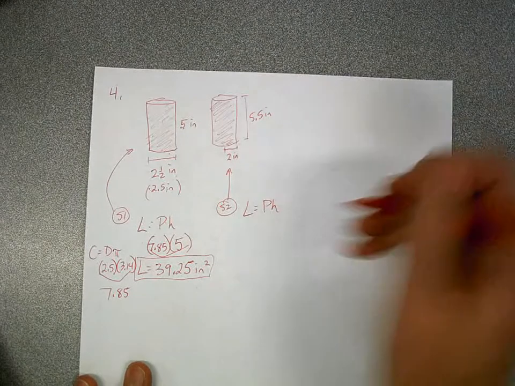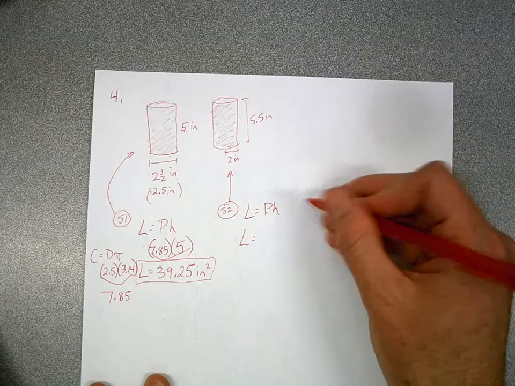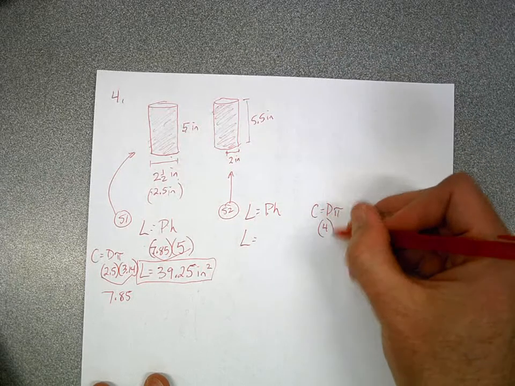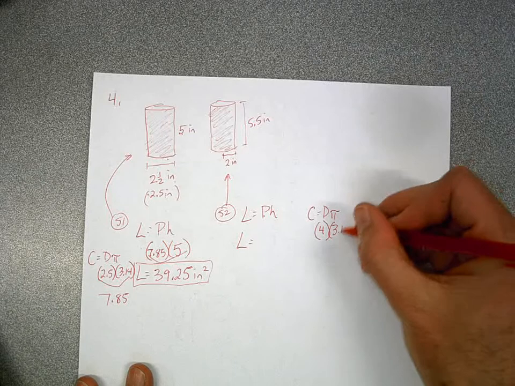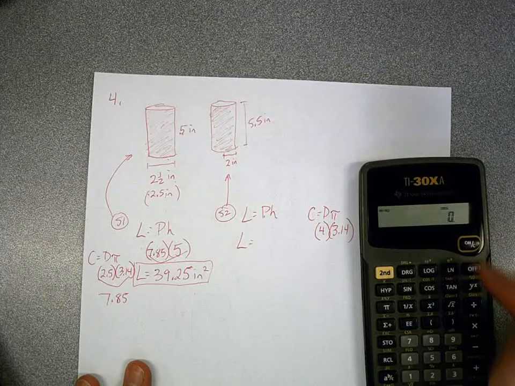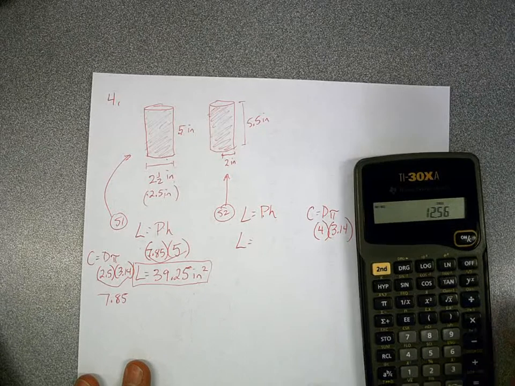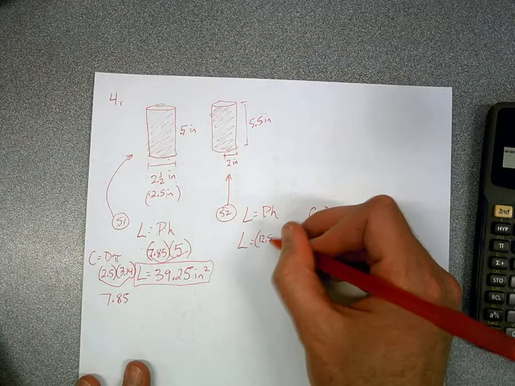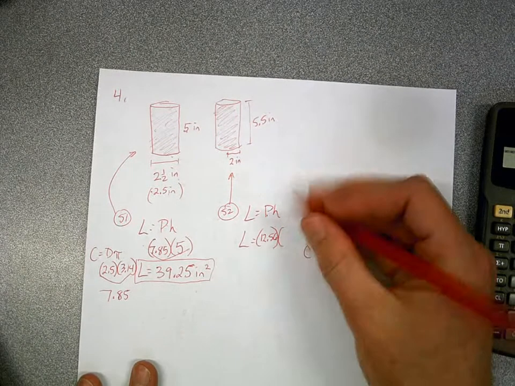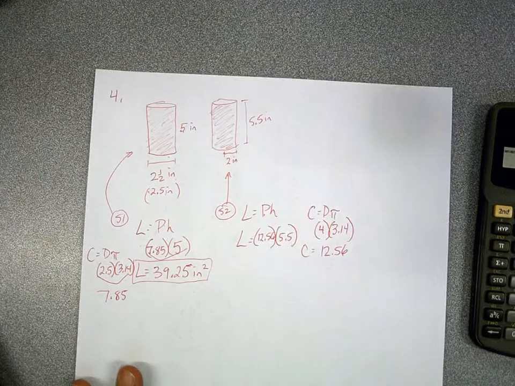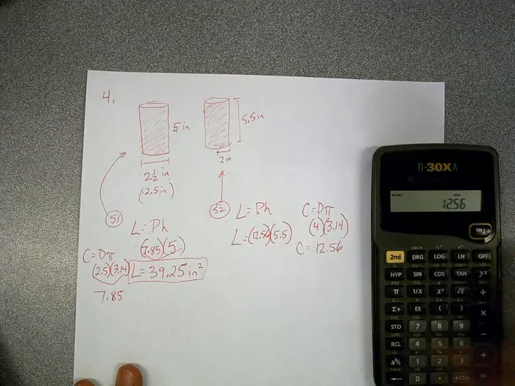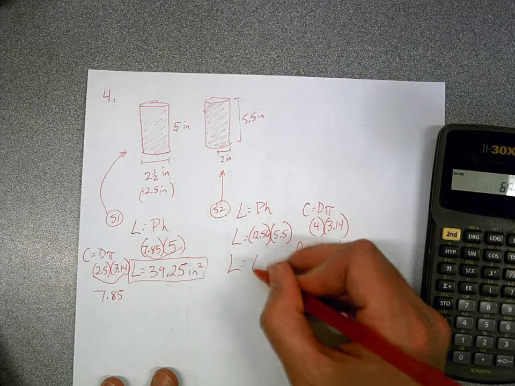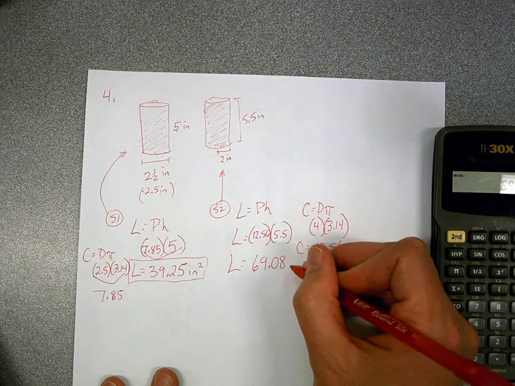So, same kind of idea. Circumference is diameter times pi. I'm not going to plug in 2 for diameter, I'm plugging in 4, because 2 is the radius. 3.14 for pi. So 4 times 3.14 equals 12 56/100 for the circumference, so that's what I'm plugging in here. The height is 5 5/10. So 12 56/100 times 5 5/10, and the lateral area of this is 69 8/100, in squared inches.